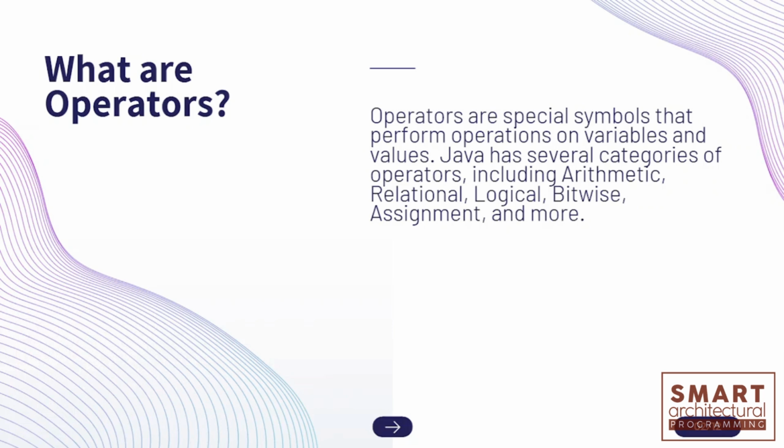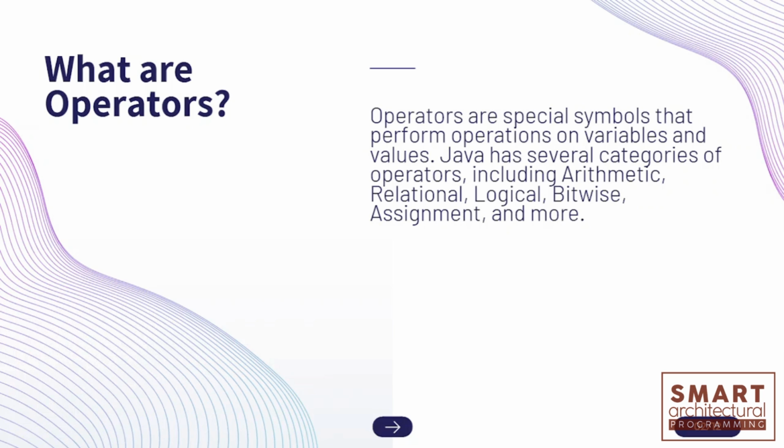We also need to remember that Java has several categories of operators, including arithmetic, relational, logical, bitwise, and assignment operators. We're going to go over each of these operators, how they look in our coding environment, and explain them through that. That is how we're going to go over all of these operators, whether they're arithmetic, relational, logical, bitwise, or assignment operators or others.